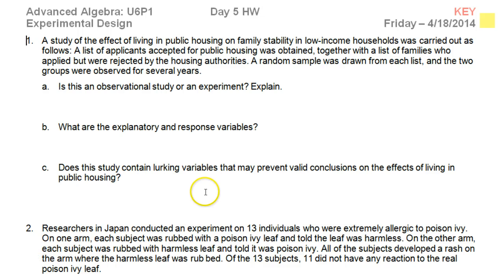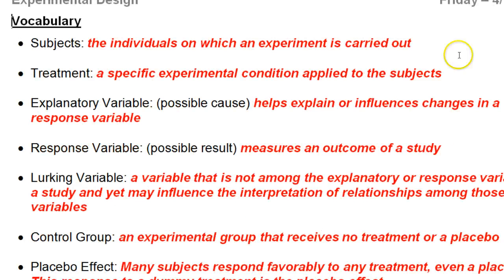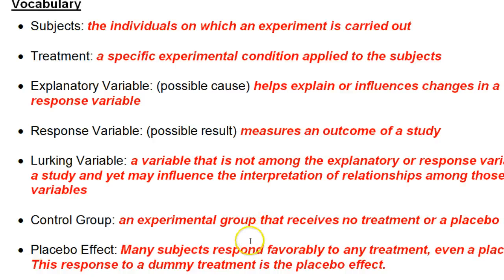This video is about the characteristics of an effective experiment and how to design a good experiment. As we go, we will continue to look at the vocabulary of experiments, talking about subjects, treatments, explanatory variable versus response variable, lurking variables, control group, placebo effect, etc.